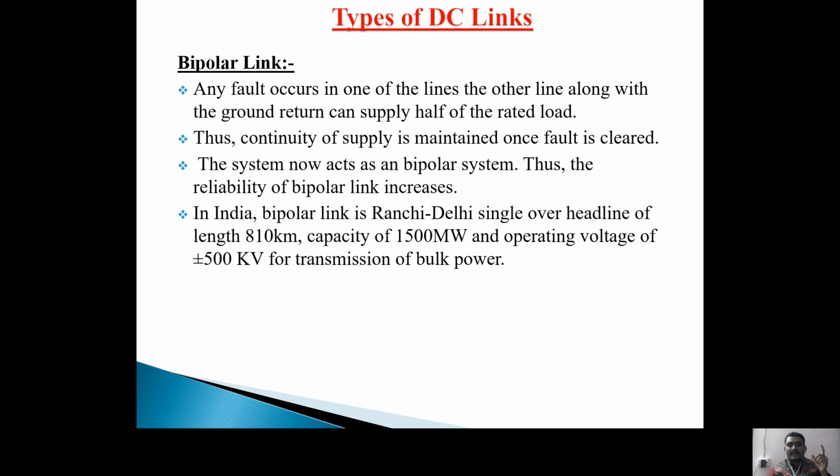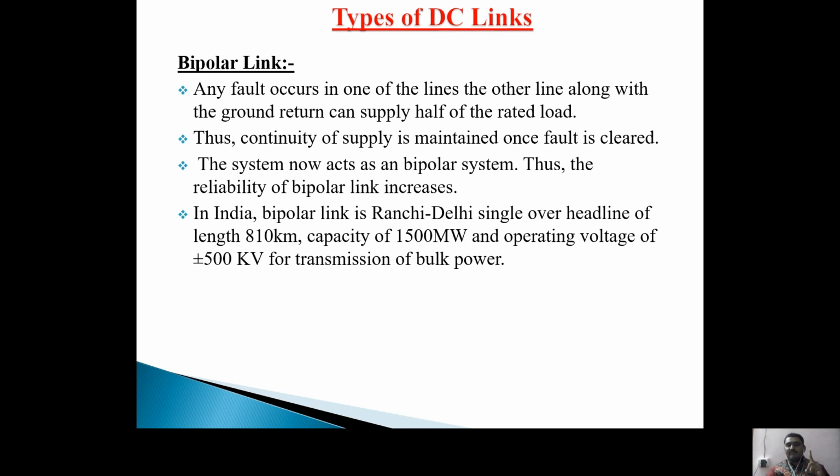If any fault occurs in one of the lines, the other line along with the ground return can supply half of the rated load. Thus continuity of supply is maintained, and once the fault is cleared, the system again acts as a bipolar system.